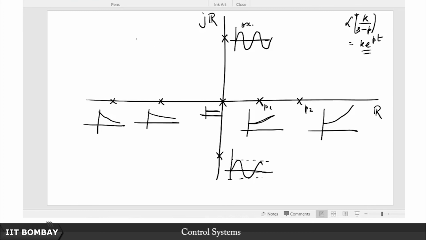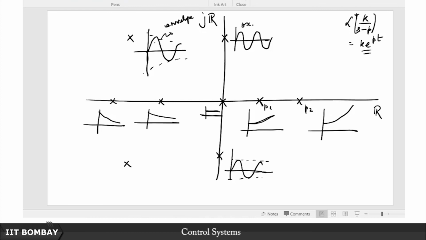On the other hand, if you have complex conjugate poles like these, the response due to them would be again sinusoids, but with decaying amplitudes. So the envelope, this is called the envelope.